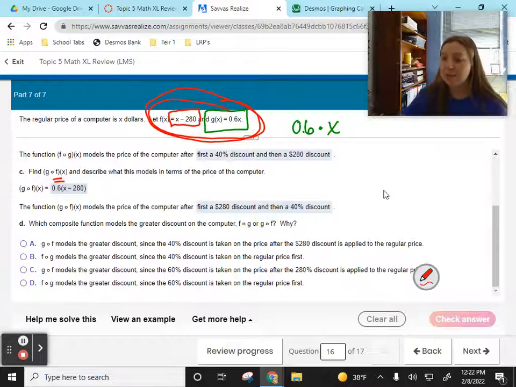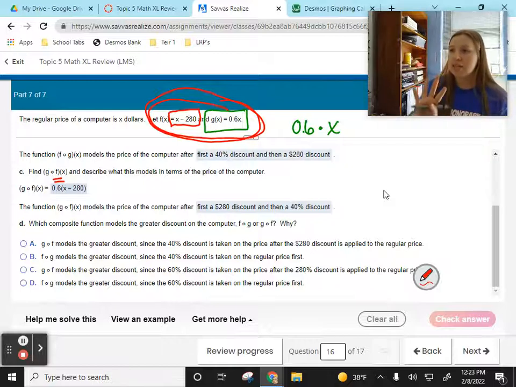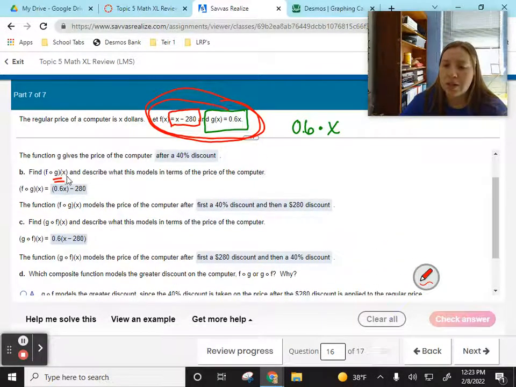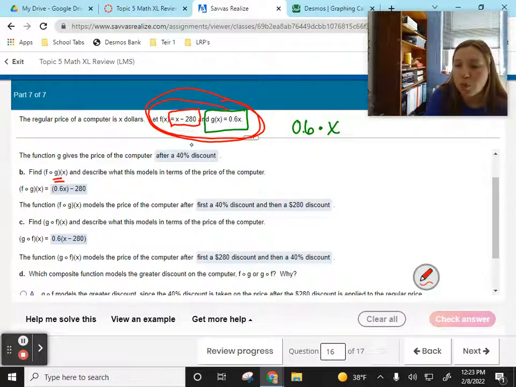And then the last thing we want to do is describe which one gives us a better deal. Subtracting 280 and then doing a $40 discount, or doing the $40 discount first and then subtracting 280. So what we can do here is test a price of our computer. Let's do this equation that we found for B. Let's say my computer was $100. That would be 0.6 times 100.